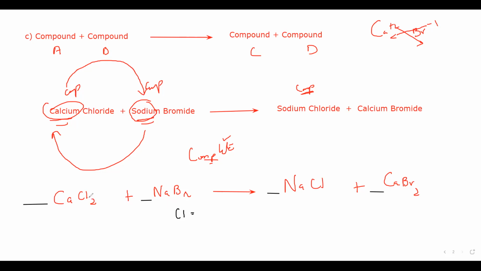The number of chlorine atoms on the left hand side, so that is 2. I have one chlorine on the right hand side, so I need 2. So what number should I write here to balance this?